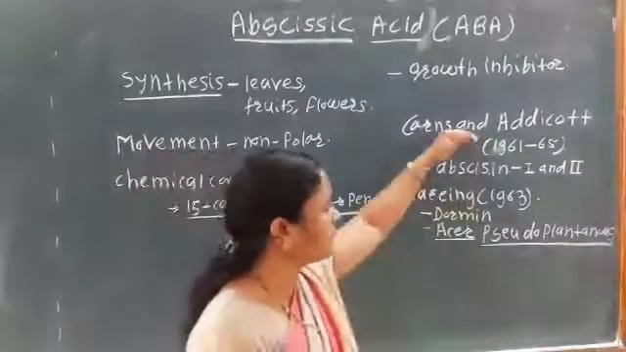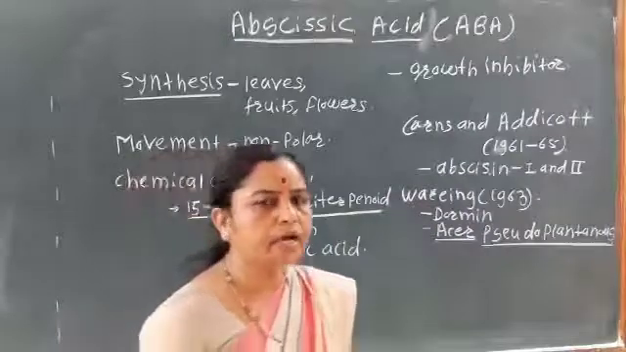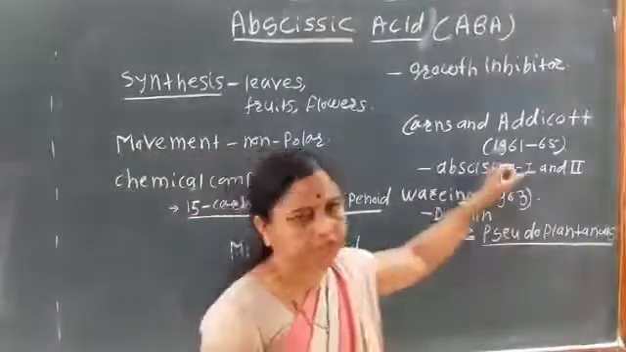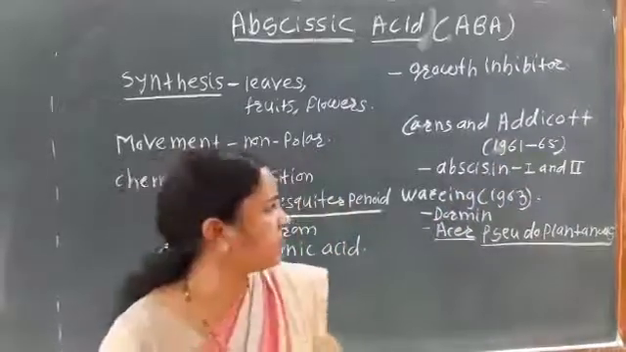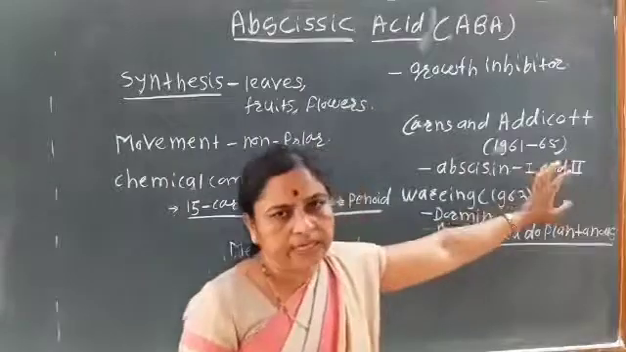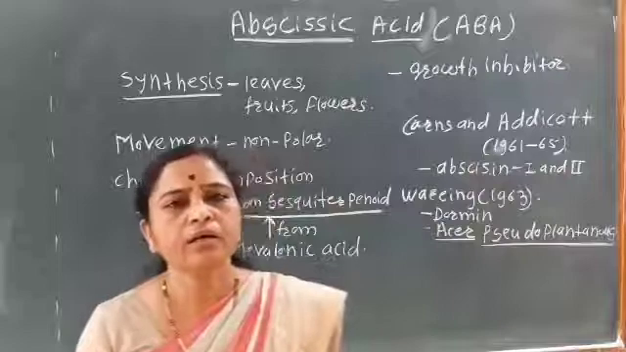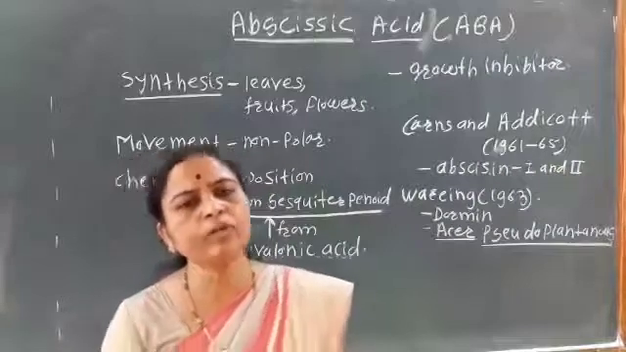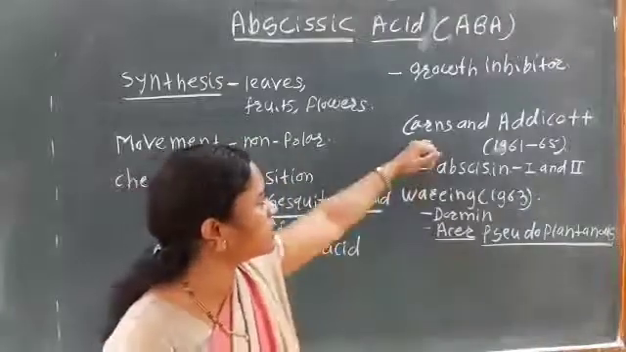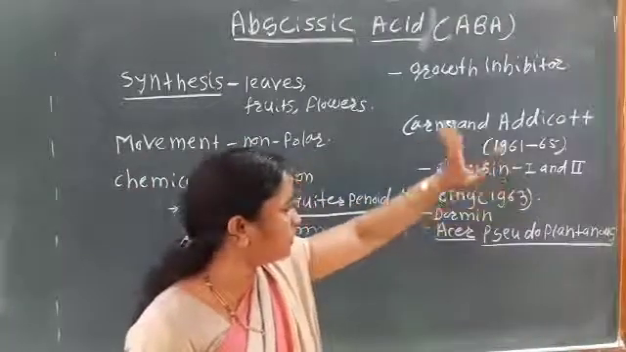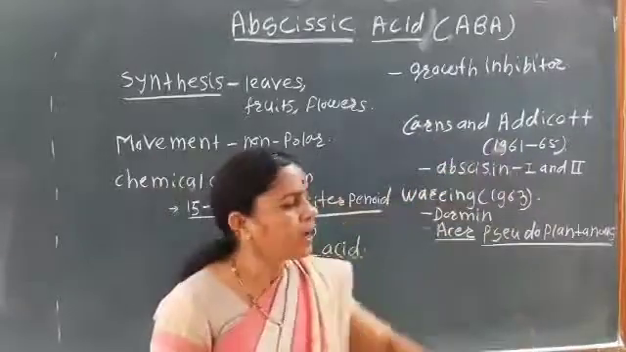Then they observed that there is one chemical compound or hormone, which is named abscisin, abscisin I and abscisin II. Due to the presence of this abscisin hormone, there is shedding, that is falling, of the cotton balls. So abscisin, that is abscisic acid, was discovered by the scientists Carns and Addicott.